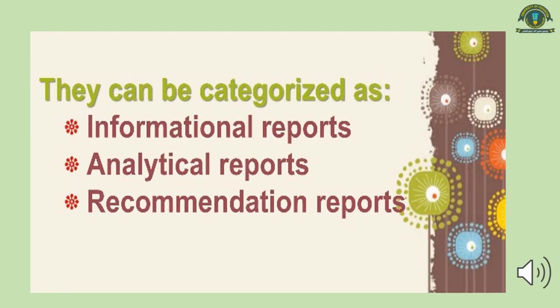Students, formal reports can be categorized as: first, informational reports; second, analytical reports; third, recommendation reports. These are the categorizations of formal reports. Before discussing all these reports in detail, let's have a quick view of all these reports. The first category of formal reports is informational report. Informational report presents information. The second category is analytical report.